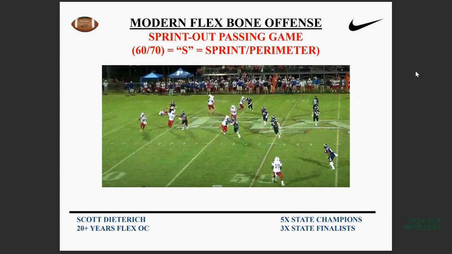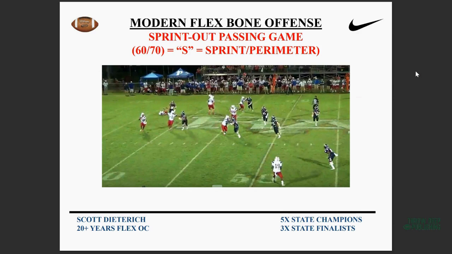That's our big numbers. We tell our kids the best way to remember that is the 60 and 70 both start with an S. And so that's sprint and perimeter game. See another good look at a quarterback break and contain. That's a great throwing angle there.